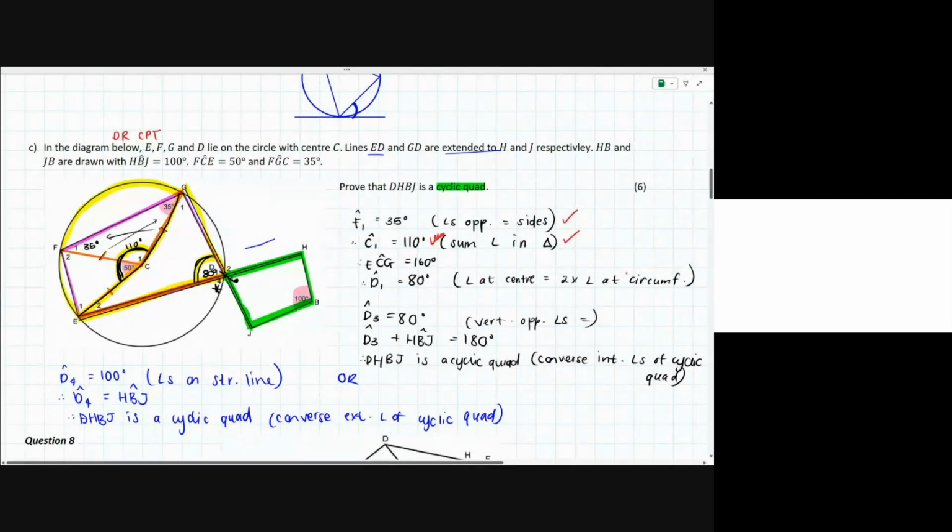D1 is equal to 80, angle at center equals 2 times angle at circumference. Then the vertically opposite angles. And it is a cyclic quad because of your reason. And those are your 6 marks. And like I say, you could have also used exterior angle. That's absolutely fine.